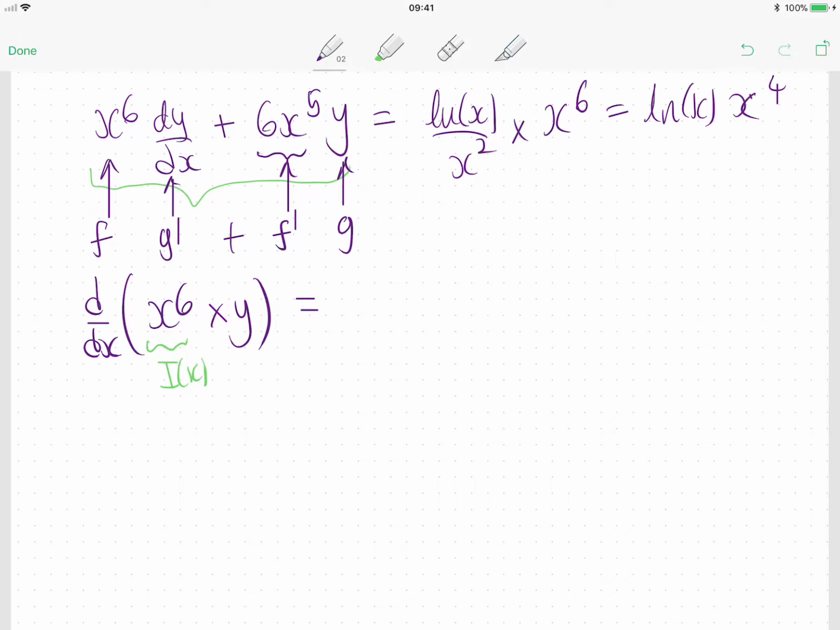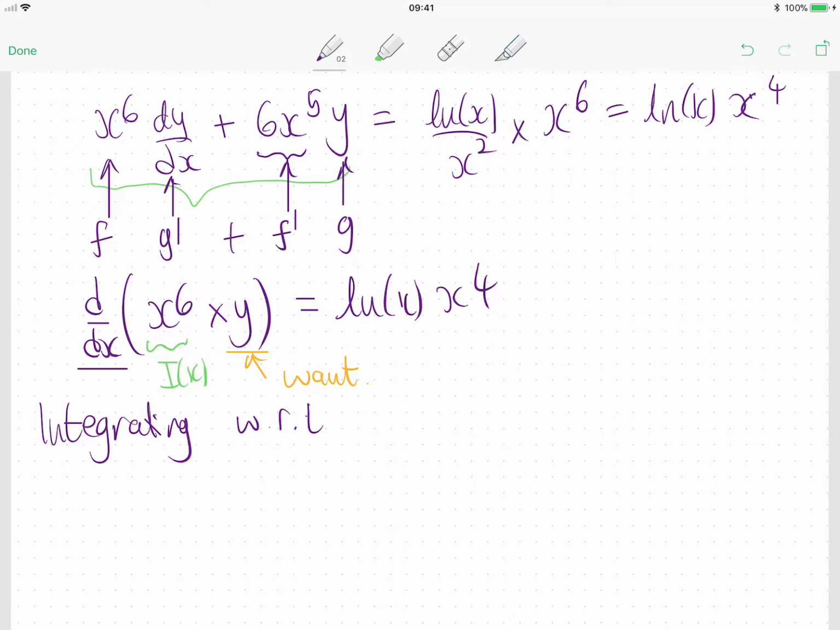Okay, how about the right-hand side? Well, we have x to the 4 log x. We now need to solve this problem, and our answer just sits here. This is what we want. Okay, so firstly, we need to remove the d by dx here. We can do that by integrating both sides with respect to x. So that will leave x to the 6 y equals the integral of x to the 4 log x with respect to x.